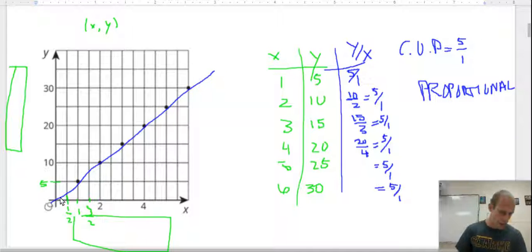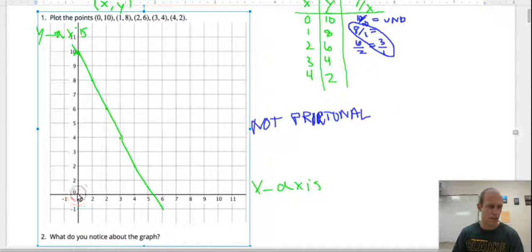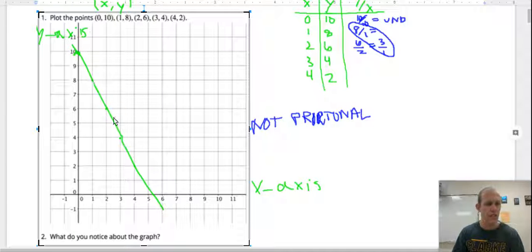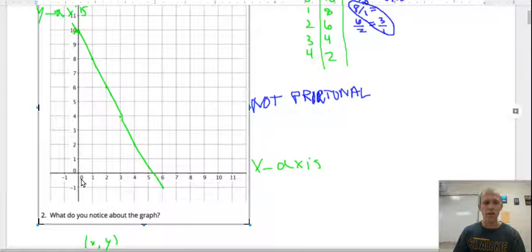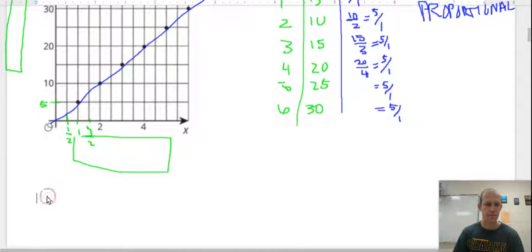So this graph, it looks like it starts at the origin, is a straight line, and it always increases by the same amount. This graph doesn't start at the origin, so that's a problem. It does decrease by the same amount, but because it doesn't start at the origin, it's not going to be proportional.